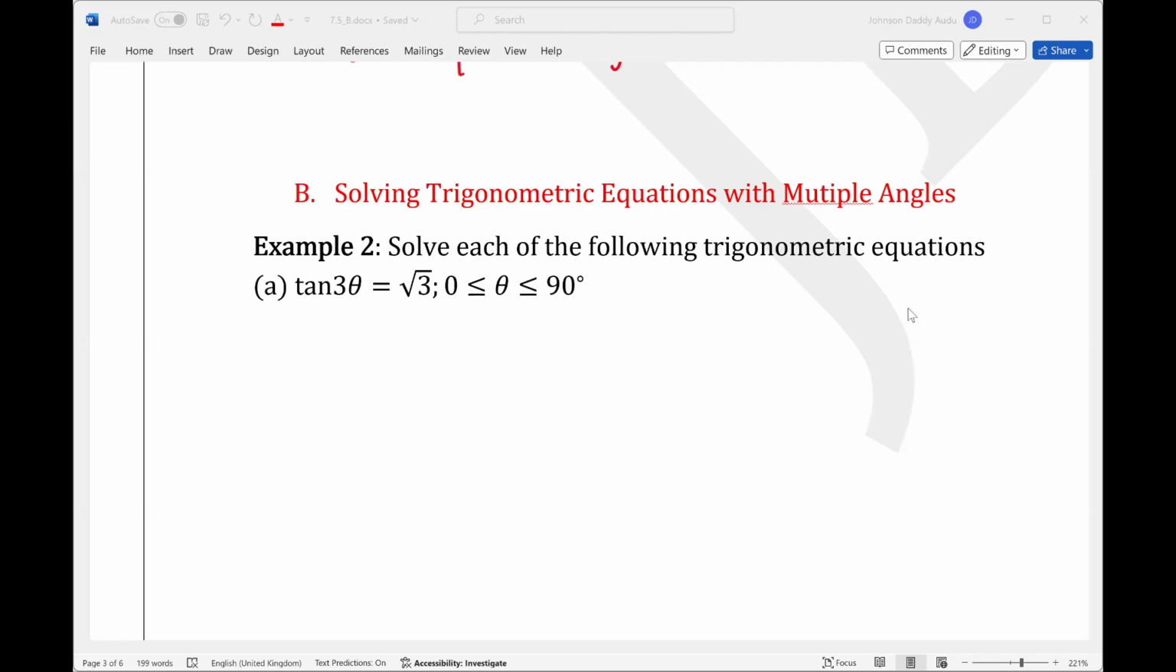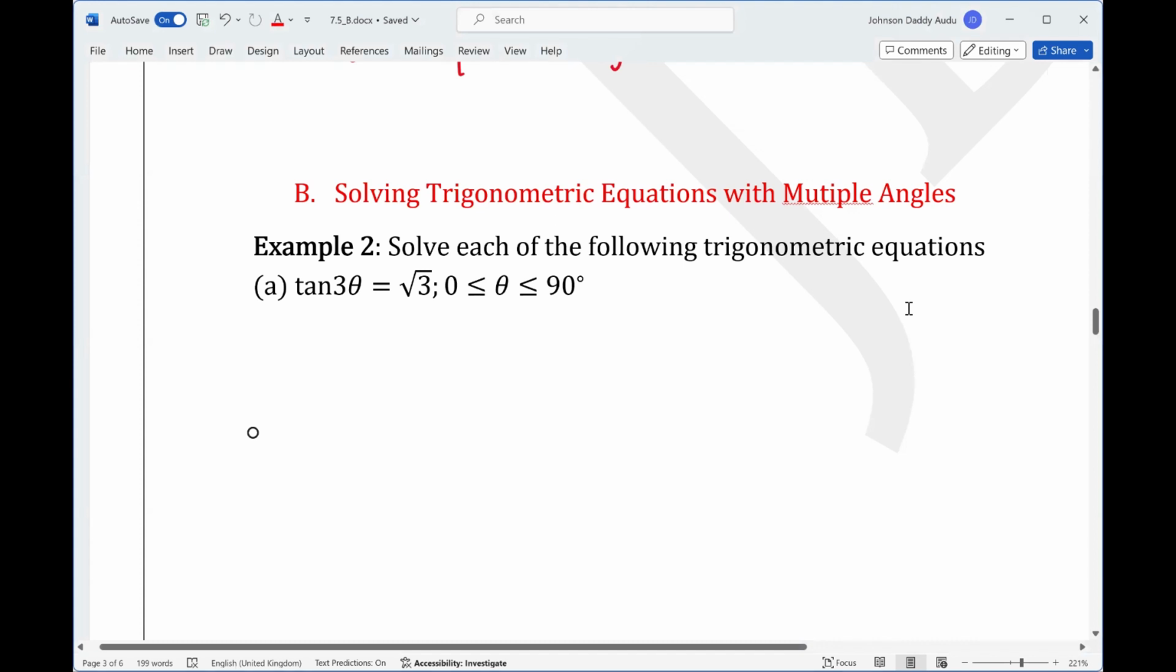All right, so in these questions, we'll be looking at solving trigonometric equations when you have multiple angles. So for example, we want to solve this question, which is tan 3 theta is equal to √3. So we're going to treat it the same way.